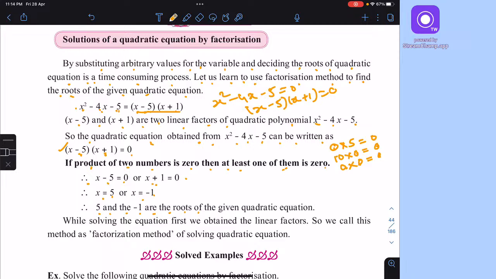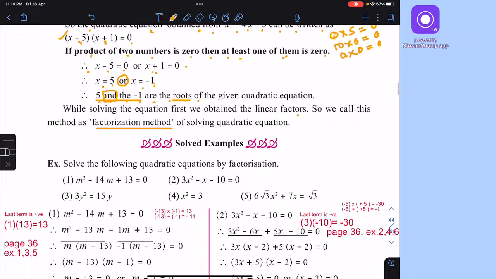Now note here, the value of x cannot be both 5 and minus 1. So here we say that x is equal to 5 or x is equal to minus 1. But as far as the roots are concerned, both are roots, and therefore we say 5 and minus 1 are roots. Here this 'and' is important. While solving the equation, first we obtain the linear factors. So we call this method the factorization method of solving quadratic equations.